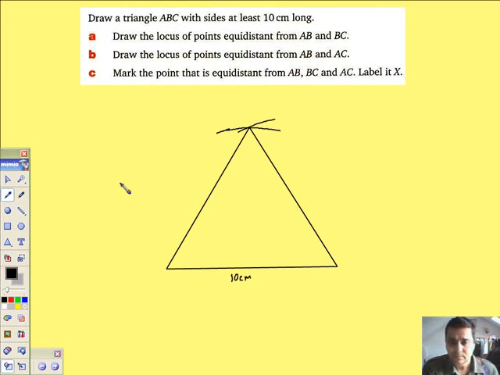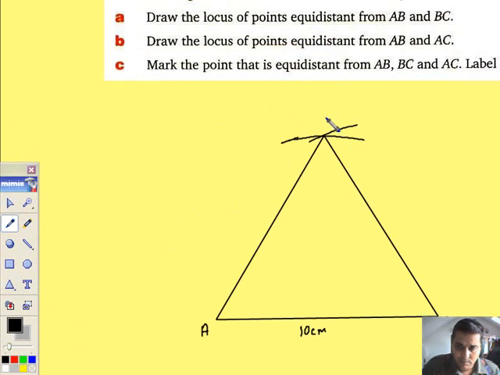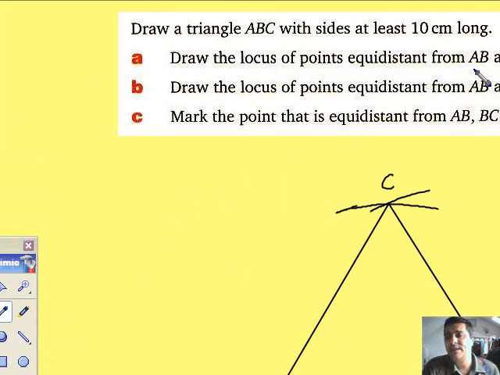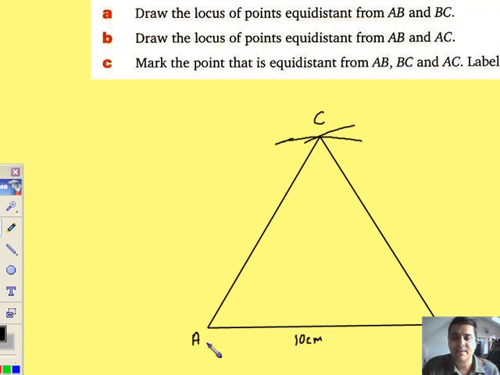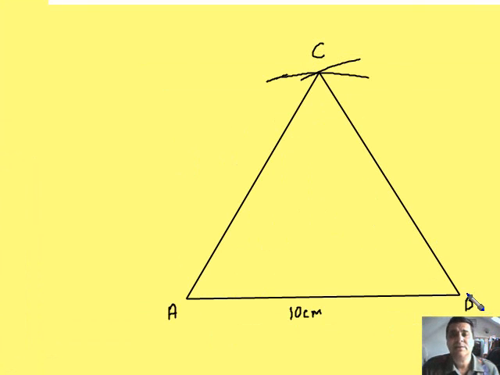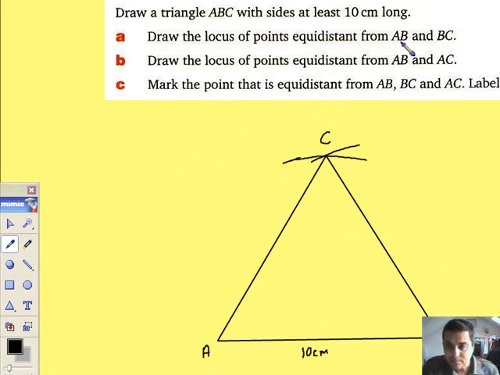Right, what have we got here? ABC. Let's just call that ABC. There's my equilateral triangle. It's quite nice, I'm proud of it. Draw the locus of points equidistant from AB and BC. Well, AB is that line there, and BC is that line there. To draw the locus of points equidistant from two lines essentially means to bisect the angle where the B is. Essentially, I want to bisect this angle B here.